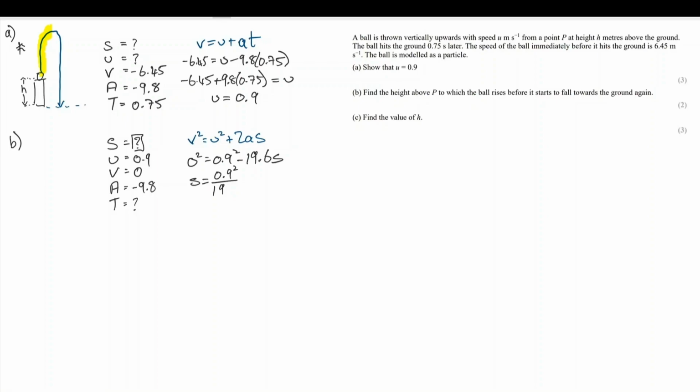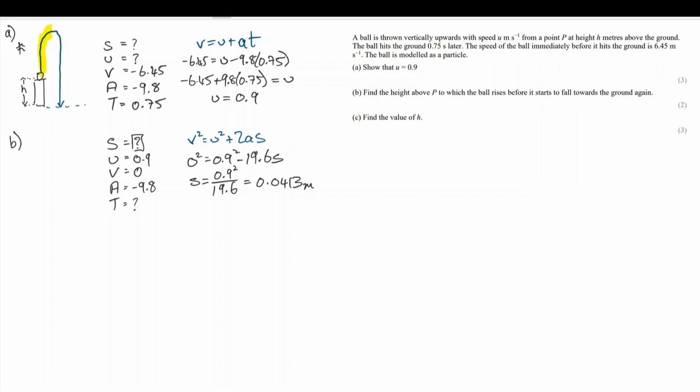So 0.9 squared over 19.6. And into our calculators, to 3 significant figures, 0.0413 meters. So that's a very short height. My diagram wasn't to scale, but just taking in that this is only 4 centimeters. It only went up by 4 centimeters before it started to head back towards the ground.